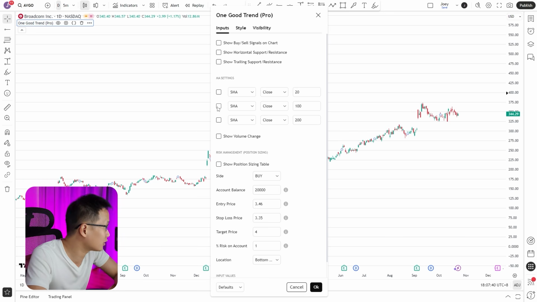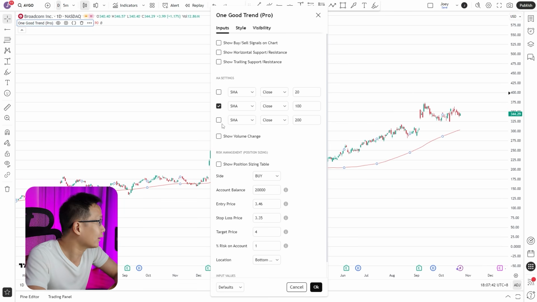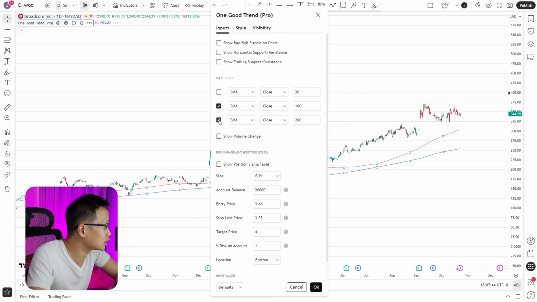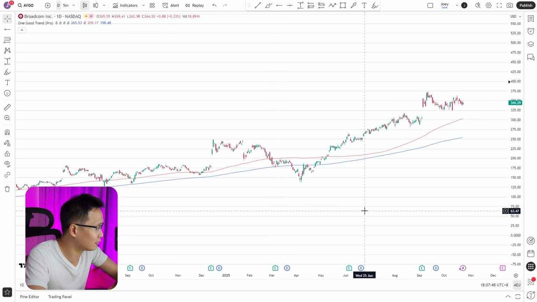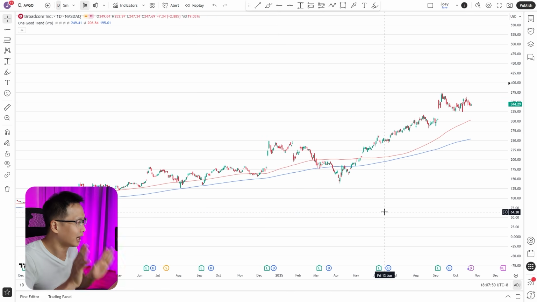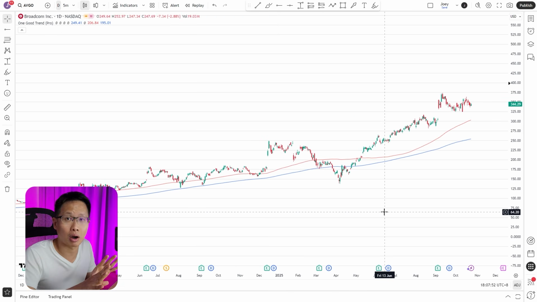The 100 days moving average, which is the red line for me, and the 200 days moving average, which would be the blue line for me. So just these two lines, very clearly, I can get an idea whether this stock is in a longer term uptrend or a longer term downtrend. Does it make sense? How do I do it?